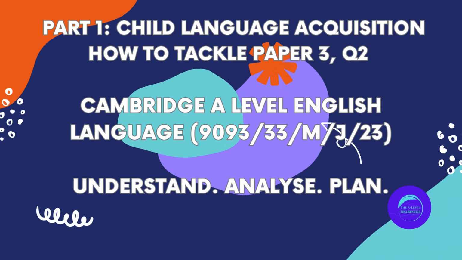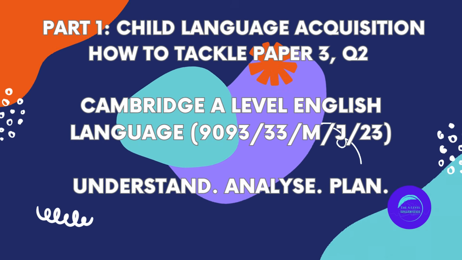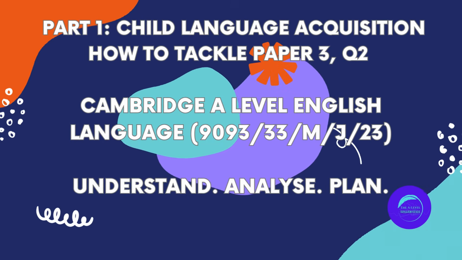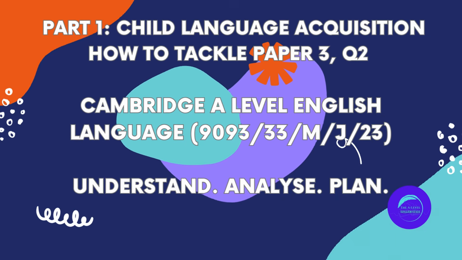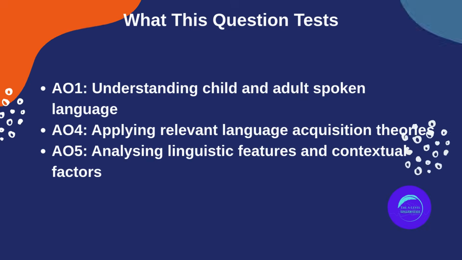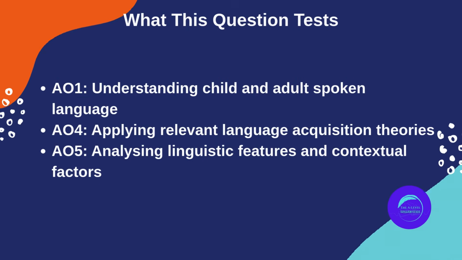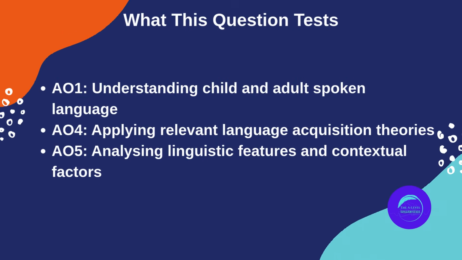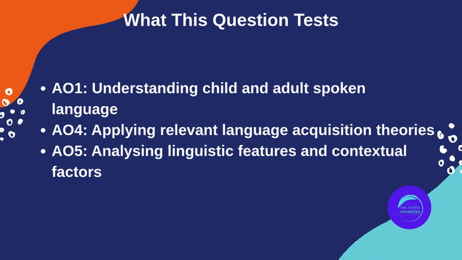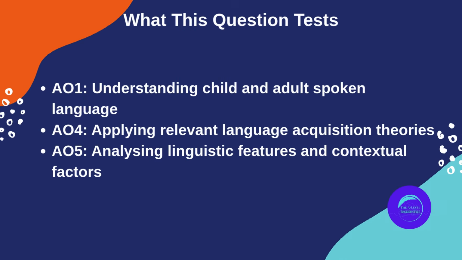In this two-part series, we're tackling Paper 3, Question 2 from the May-June 2023 exam. The topic? Child language acquisition. And if you've ever wondered how to turn a toddler's ramblings into a top-grade essay, you're in the right place. This video is all about helping you understand the question, analyse the transcripts, link to the right theories, and plan your answer like a pro, all without losing your sanity.